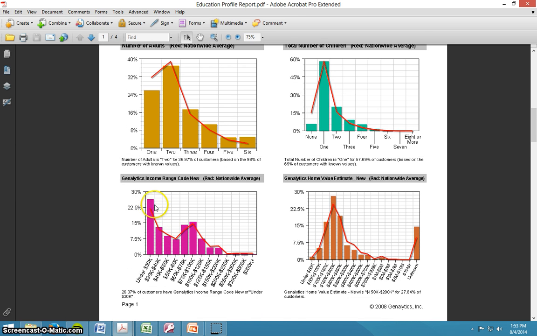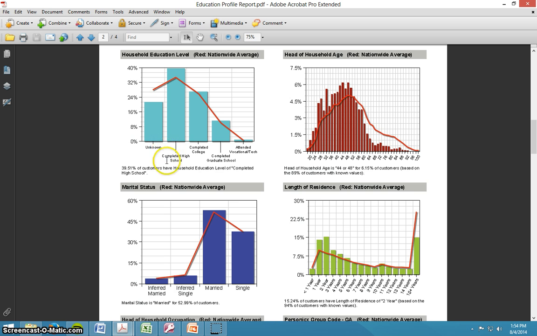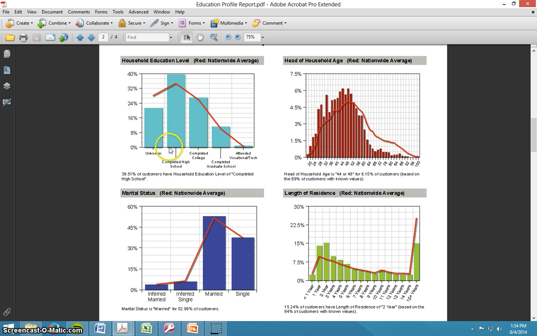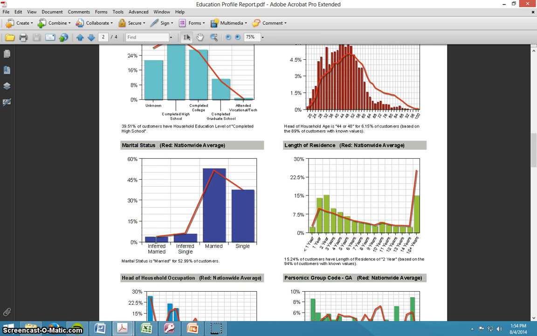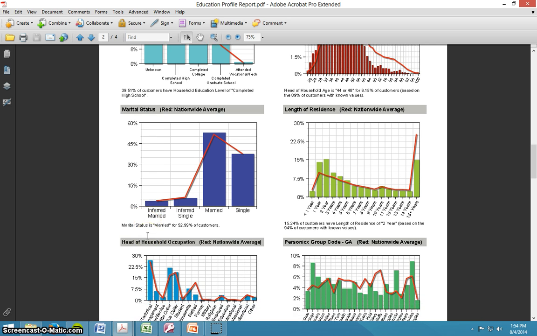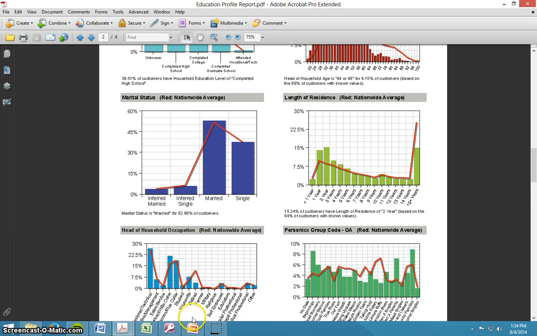For household income, there was a spike at under 30,000. Over 22.5% of the database had that income level, and then another peak at 75 to 100,000, which is just over 15%. We also analyzed the home value, household education level, where most had completed high school, and head of household age. So we had all these different demographics that we could analyze on their customer database, and then in turn purchase a prospect mailing list that matched the same demographics, because these people would be more likely to respond.